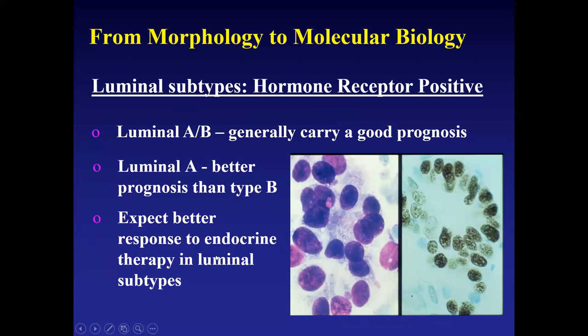We expect better response to endocrine therapy in luminal subtypes. Luminal B is the one that may also benefit from chemotherapy. These are combinations of well-differentiated and moderately differentiated tumor cells that are hormone receptor positive, both estrogen and progesterone receptor.